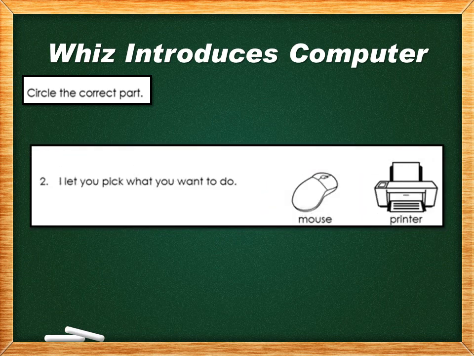Second question, I let you pick what you want to do. Okay, so you can't pick anything with the help of a printer. Instead, you can only print something. But with the help of a mouse, you can pick any folder or pick any picture or pick any file. So, that is the answer for question number 2.